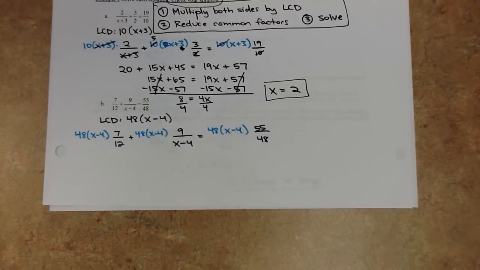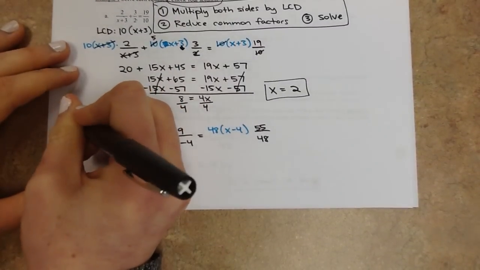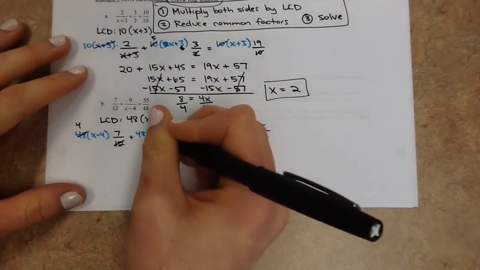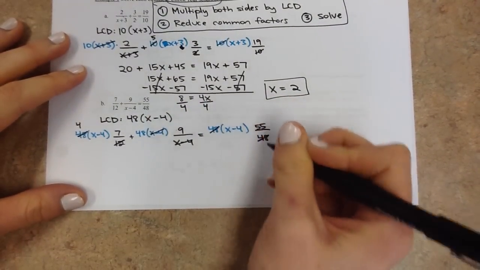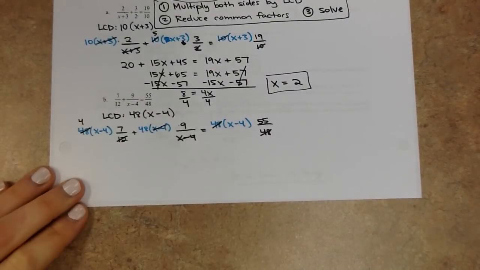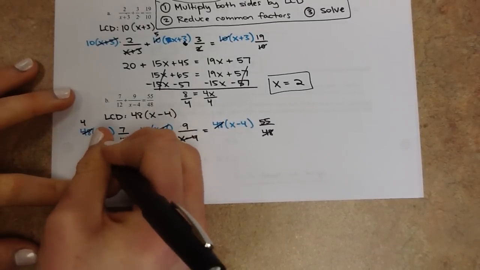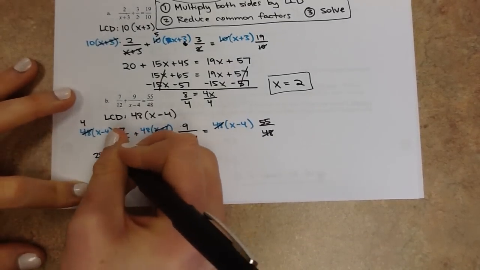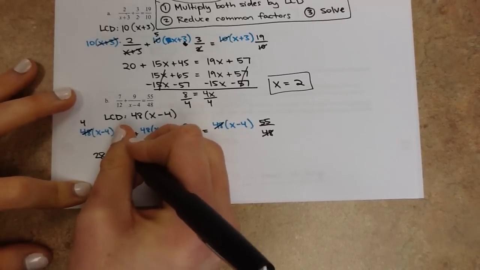Okay, so now step 2, I'm going to reduce common factors. So 48 over 12 reduces down to 4. x minus 4 over x minus 4, those will cancel. And then 48 over 48, those will cancel as well. So I have 4 times 7, that's 28. And then I'm going to distribute a 28 to the x minus 4. Okay, so 28 times x, and then 28 times 4 is 112.